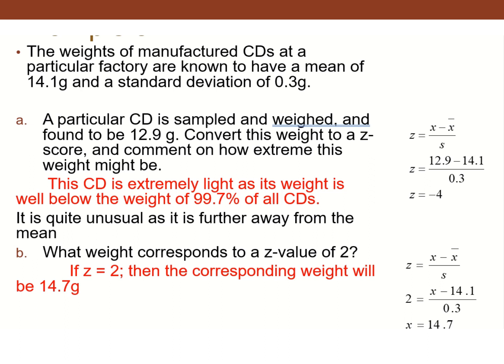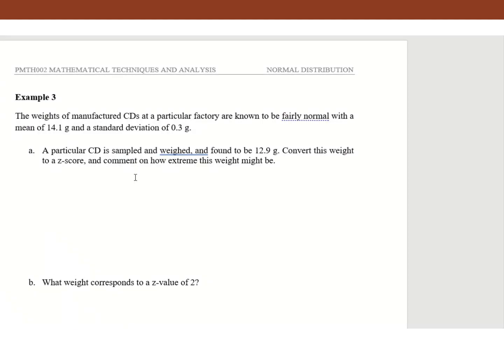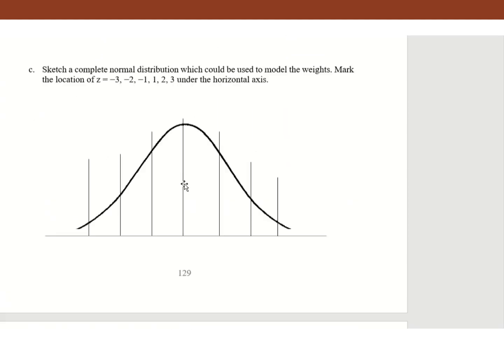What weight corresponds to a Z-score of 2? Now what are they doing to you? They're giving you the Z-score and they're asking you to find the weight. So 2 equals the unknown minus the mean, over the standard deviation, and the weight will be 14.7 grams. All right, so basically that's how you find it.